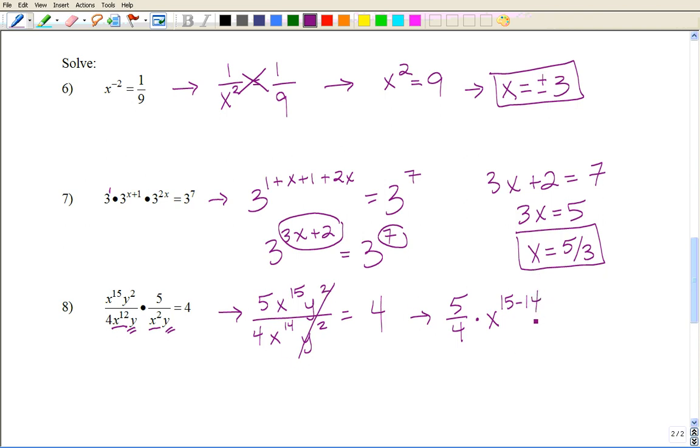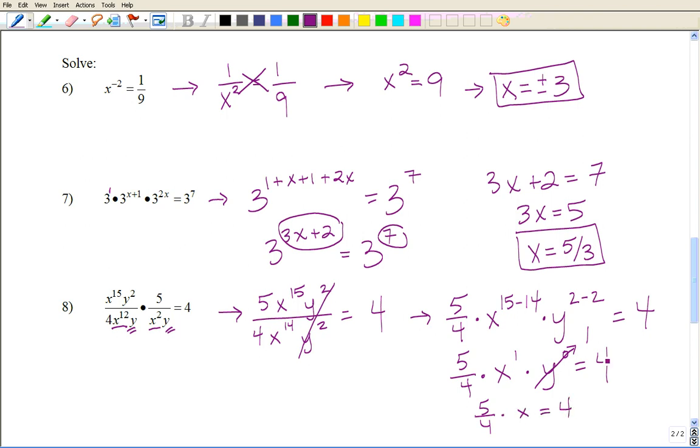And if you want to think about it, these y squareds right there, that's y to the 2 minus 2, because I can subtract those exponents as well. So now I have 5 over 4 times 15 minus 14 is just 1, times 2 minus 2 is 0. Anything to the power of 0 is just 1. So I have 5 over 4 times x equals 4.